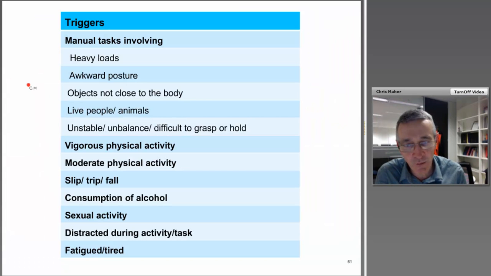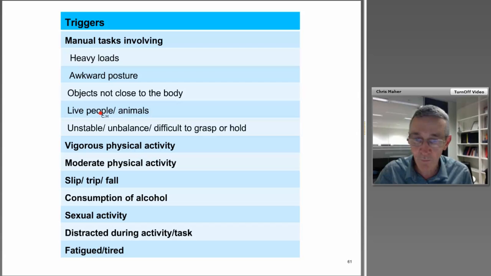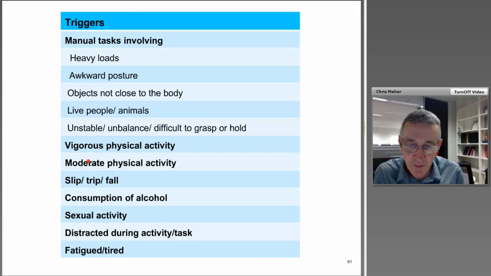In this particular study, we were interested in looking at triggers that have been suggested in a manual handling guideline from the Australian government as being risky. So they suggested that manual tasks involving heavy loads, awkward postures, all these sorts of things here, increase your risk of getting back pain. There was also some suggestion that physical activity might be harmful, slipping, tripping, consumption of alcohol, sexual activity, being distracted and fatigued or tired.